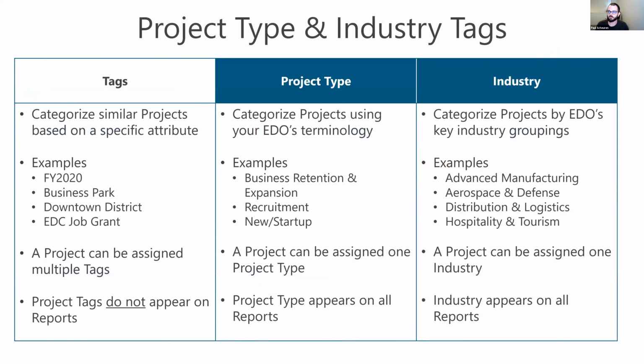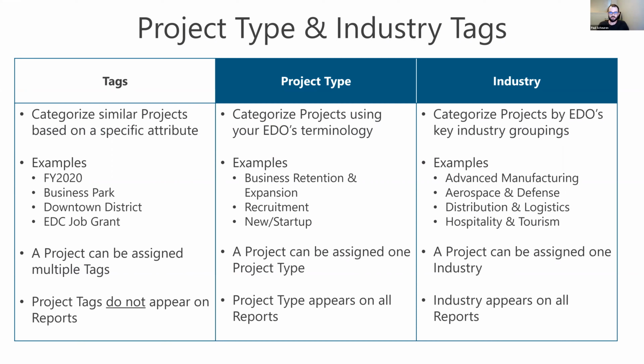So let's go through these again. I talked about this a little bit last week, but I think it's important to refresh and go through this again, because this is a new feature for us. So again, prior to the update, we had tags. These are the old tags you might be familiar with. They help you categorize similar projects based on a specific attribute, and you can type them in by adding a tag on the project control center.